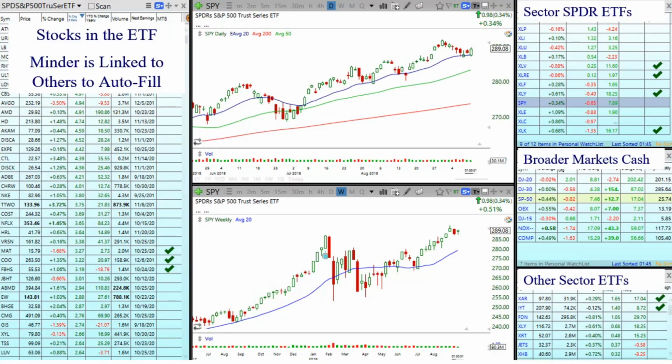As you get used to doing this and you hit that space bar and it fills in the chart, you're going to look at those two charts in probably 2 seconds and know whether you're going to look at it a little further or not.